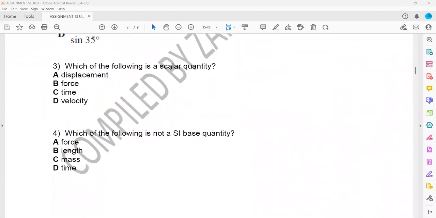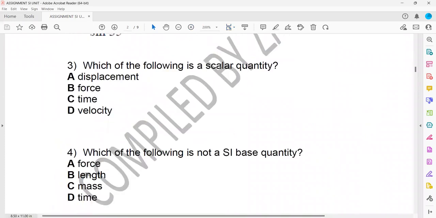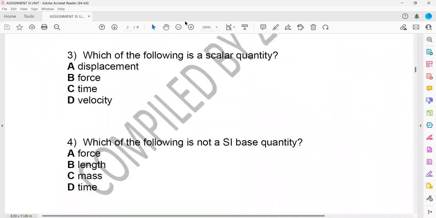The next one is, which of the following is a scalar quantity? So when we work out, scalar quantity means which is having magnitude and unit but no specific direction. So displacement is a vector quantity, force is a vector quantity, velocity is a vector, the only scalar quantity is time. That's why C will be the right answer.